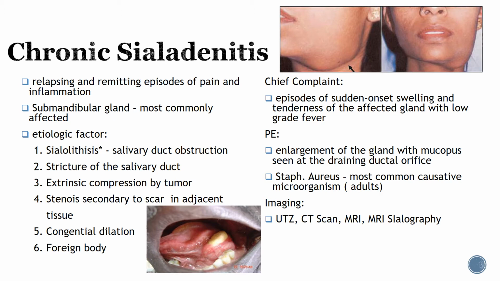On physical examination, this reveals enlargement of the gland, and frequently mucopus may be seen draining from the ductal orifice. Mucopus is more viscous than saliva and results in obstruction of the ductal lumen and salivary stasis. Staphylococcus aureus is the most common causative microorganism involved in adults, and the imaging modalities include ultrasound, CT scan, conventional MRI, and MR sialography.